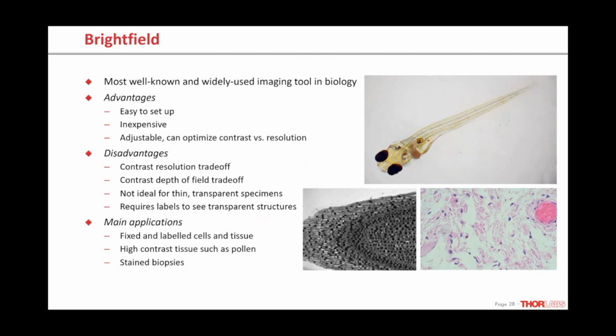Furthermore, it's not ideal for thin, very transparent specimens, which can remain invisible even when the aperture iris is closed down. Therefore, very transparent specimens require some sort of additional labeling in order to see. The main applications are for fixed and labeled cells and tissue, or naturally high contrast tissues such as pollen. Finally, this is the imaging mode that's most frequently used in medical settings to image stained biopsies.